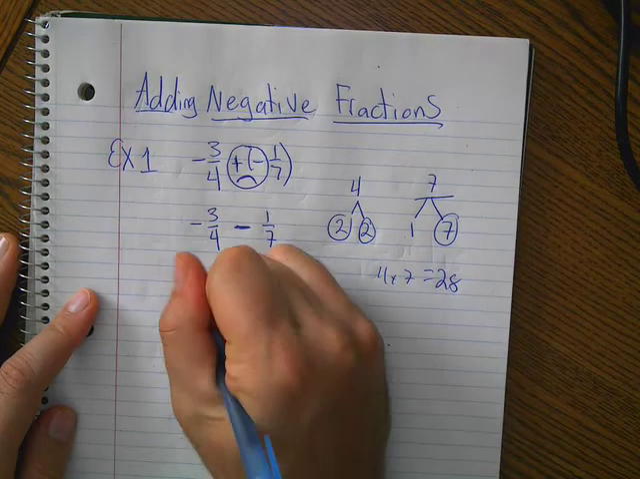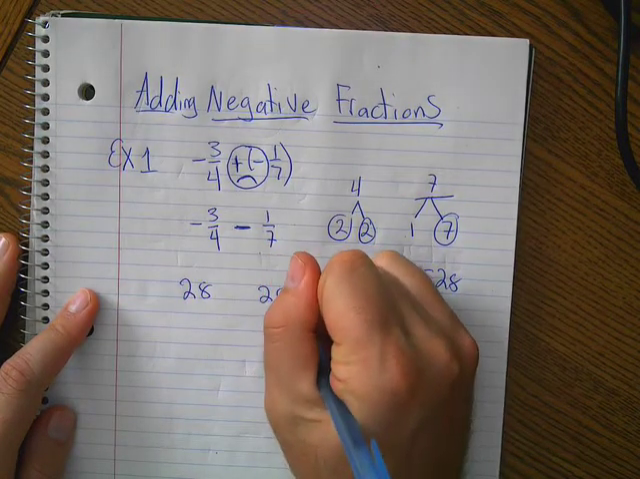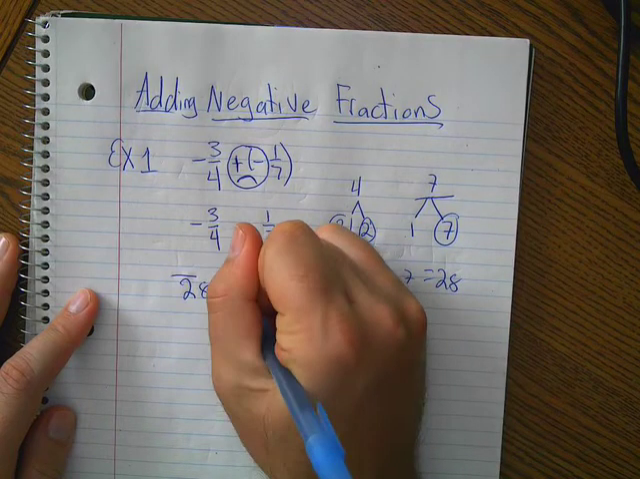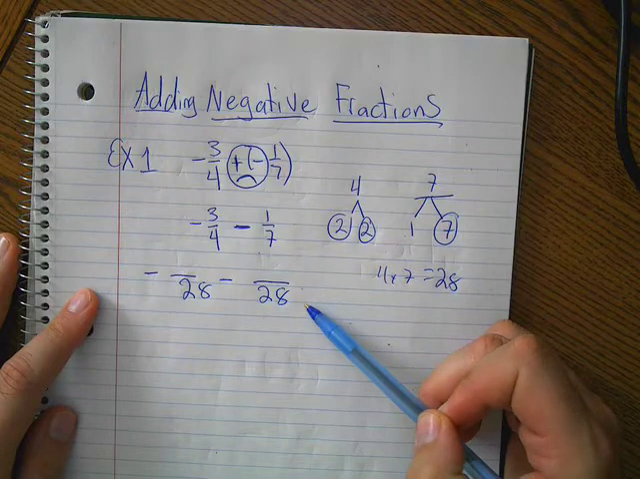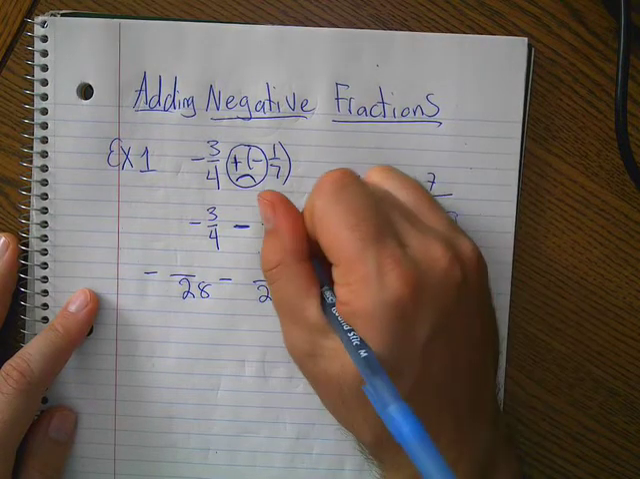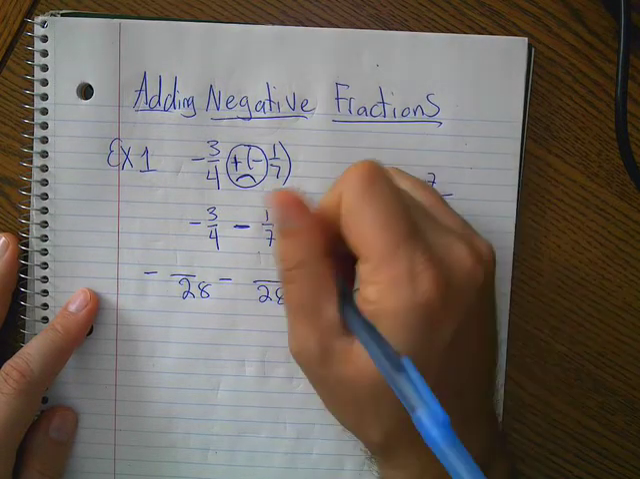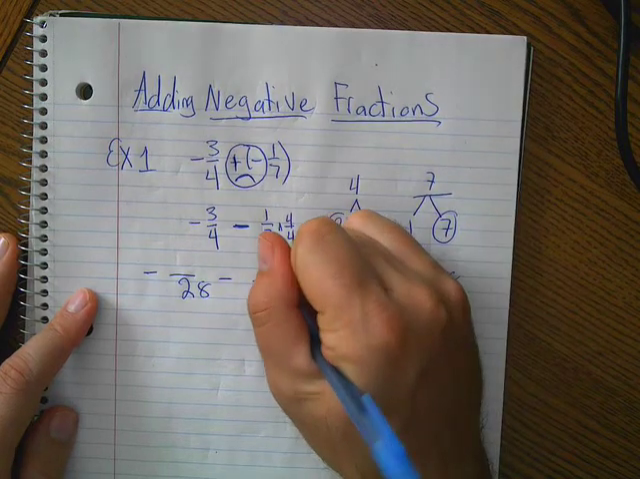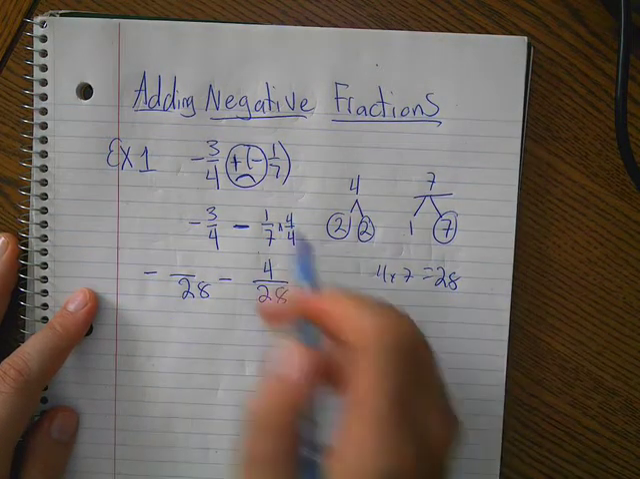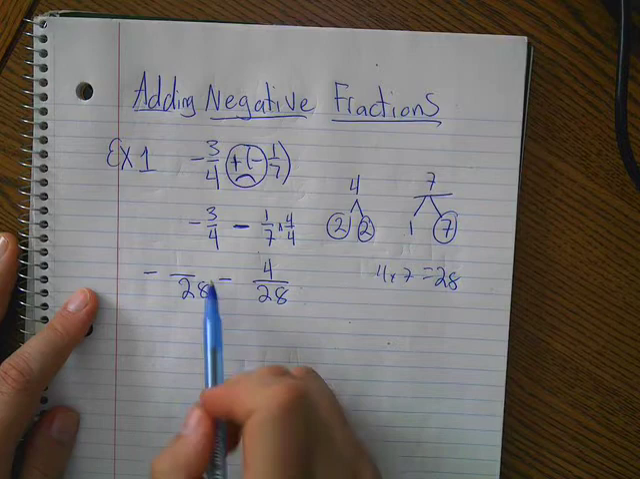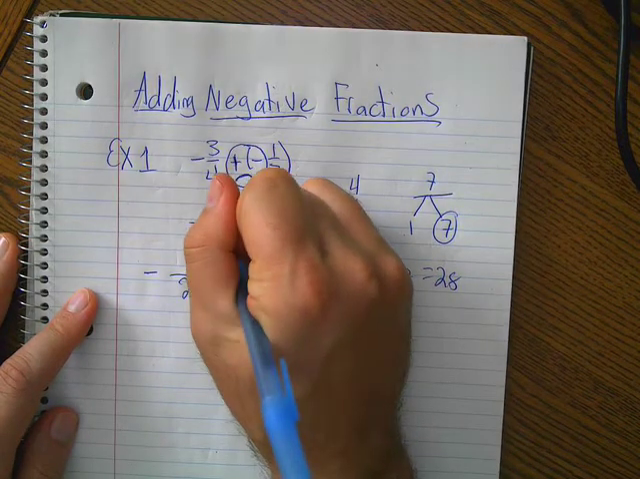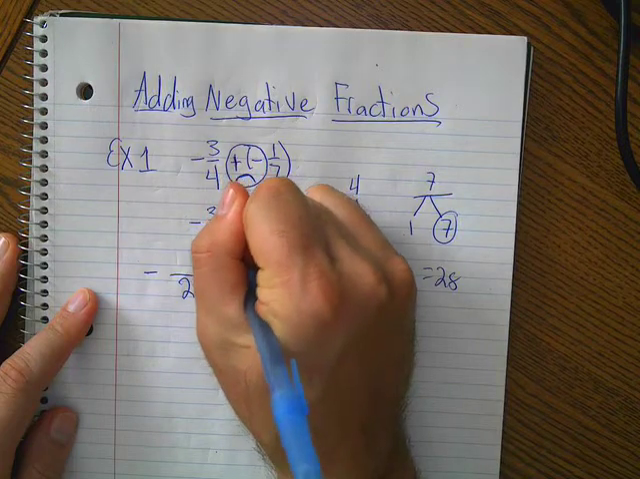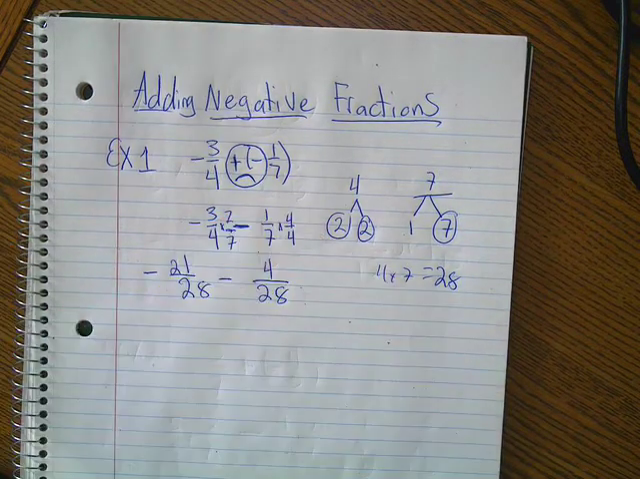So once we have 28, we're going to put those on the bottom of our fraction and start setting up our final equation. We found out that 7 went into 28 4 times, so we multiply it by 4 over 4, which is just the same thing as multiplying by 1. And we get 4 over 28. On the left side, we have negative 3/4. We multiplied the 4 by 7, so we do times 7 over 7. And this becomes a negative 21 over 28.